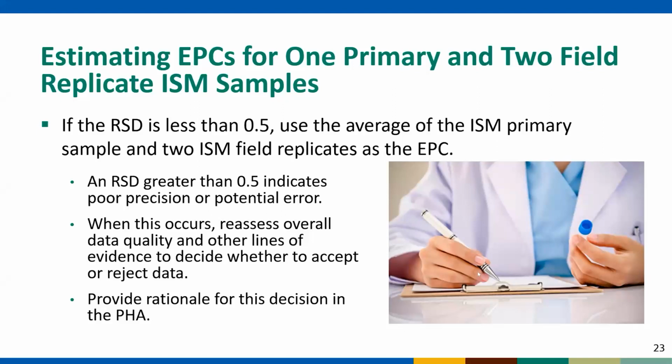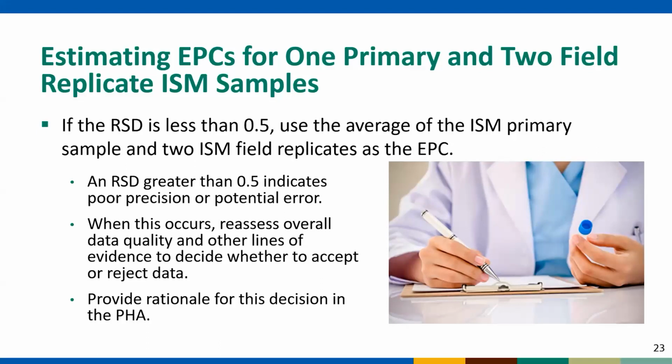When this occurs, you should reevaluate if the data should be used at the PHA at all. Again, keep in mind that the RSDs should not be used as the sole indicator of data quality. A 0.5 RSD should be thought of as a guideline rather than a rule. There are some cases where high RSDs are unavoidable, for instance, when the concentrations approach laboratory detection limits.